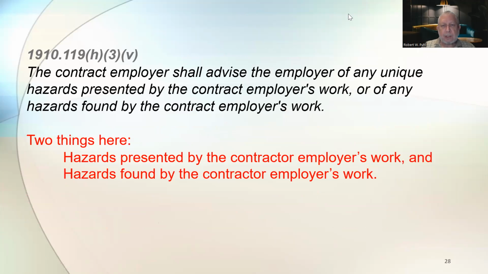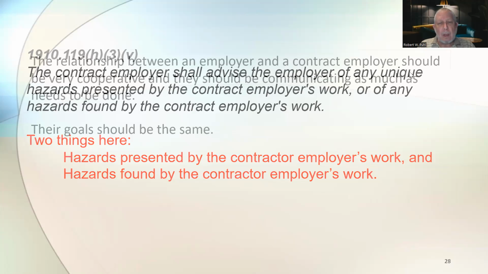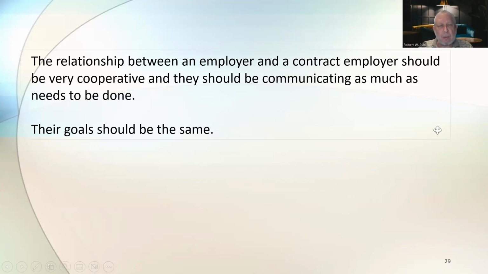The contract employer shall advise the employer of any unique hazards presented by the contract employer's work, or of any hazards found by the contract employer's work. There's two things here. The hazards presented by the contract employer's work, maybe they're doing some welding or something like that. It's a hazard. Yeah, they should know. And hazards found by the contract employer's work. So they might have encountered some hazards that you weren't aware of, so they need to tell you that. The relationship between an employer and a contract employer should be very cooperative, and they should be communicating as much as needs to be done. And their goals here should be the same.